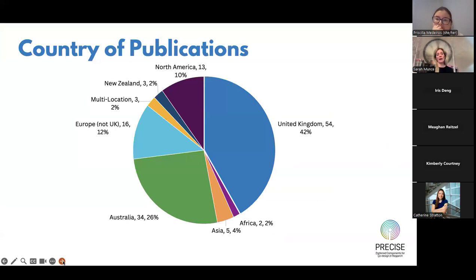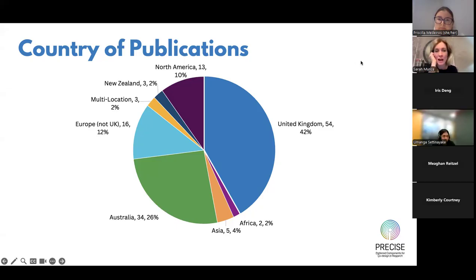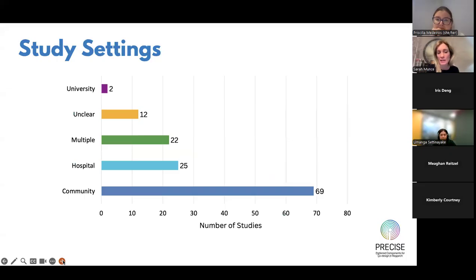So in terms of countries represented in the included studies, most of the representation, I think not surprisingly, was from the UK, Australia, Europe, non-UK studies, and then North America. And this certainly follows the representation that we have on our study team. We were also interested in the study settings. Most of the included co-design studies were conducted in the community, but you can see that there are other diverse settings, including hospital settings. Some of the studies it was unclear, some of the studies it was across multiple settings.